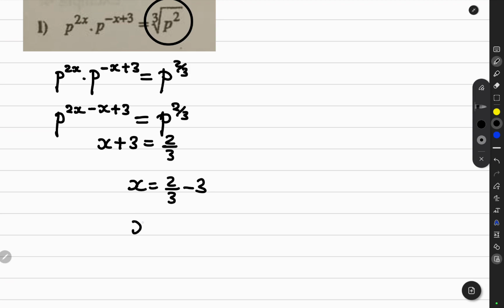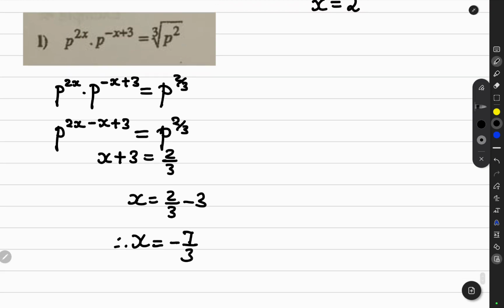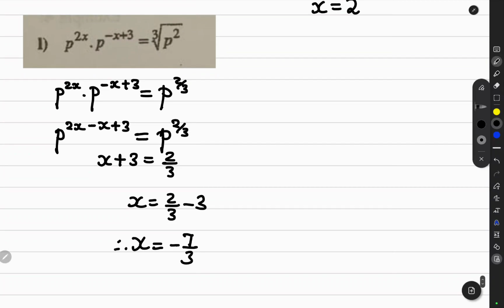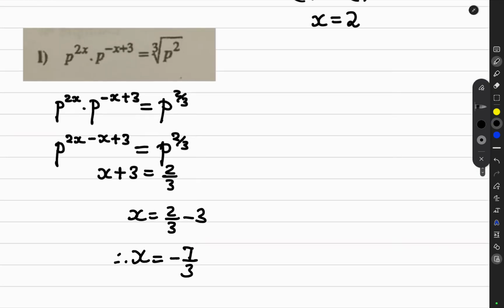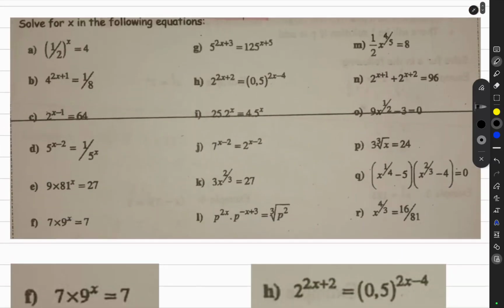At last, the answer will be negative 7 over 3. Okay, that's the answer. Make sure you understand it, guys. If you don't understand, don't be afraid to get back to me, then I'll help you further. Okay, let's move on. Let's go and have at least 2 more questions.